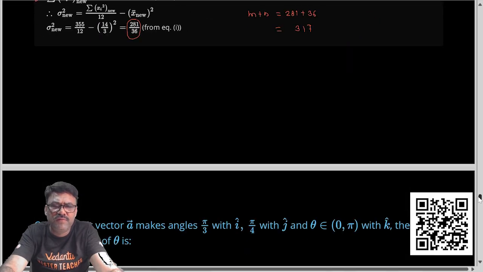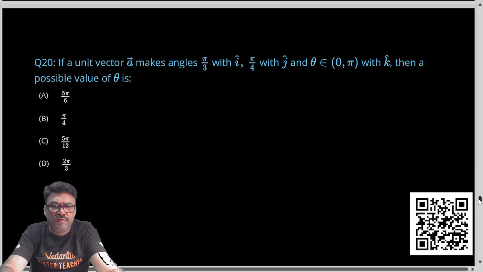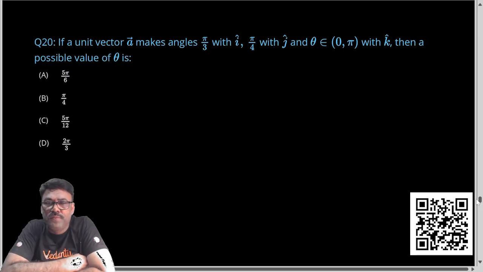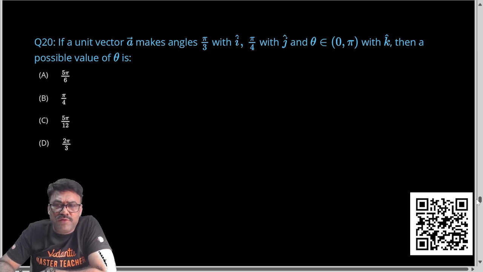Right? Easy question, but since it is statistics, you have to do the calculation. No other option. Again, a question based on vectors or 3-dimension, but an easier one. This is a very, very easy question. We have a vector A, which makes an angle pi by 3 with i cap, pi by 4 with j cap, and we don't know the angle with k cap. Let's say this angle is theta. So you have to find the possible values of theta.